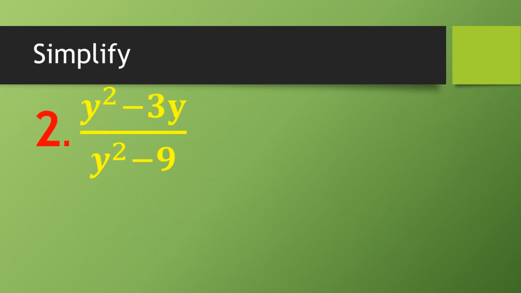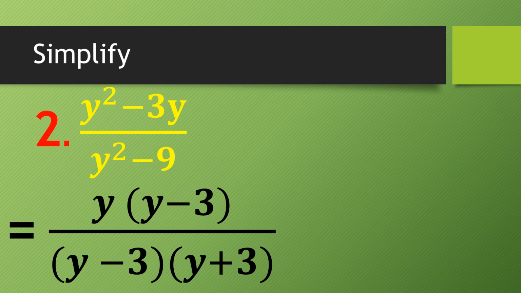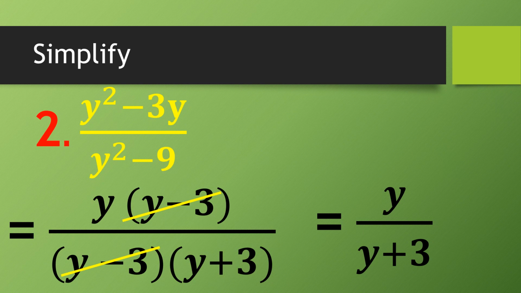Next, y squared minus 3y over y squared minus 9. Using the common monomial factor on the numerator and difference of two squares in the denominator, we have the factored form. The common factor from the numerator and denominator is y minus 3. Thus, the final answer is y over y plus 3.